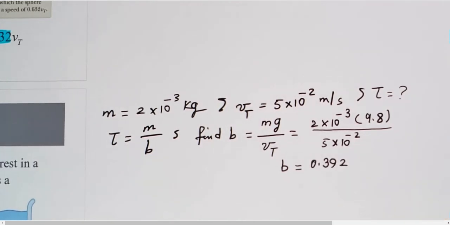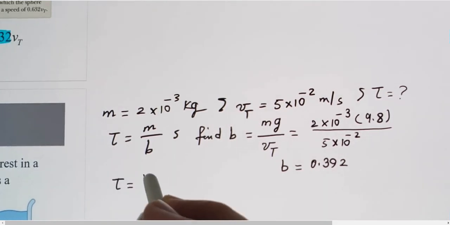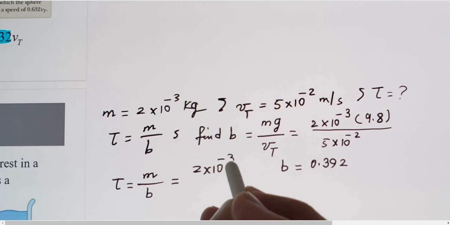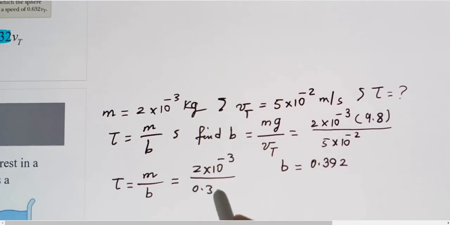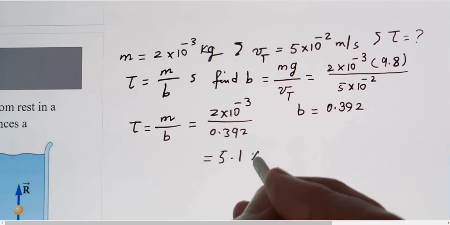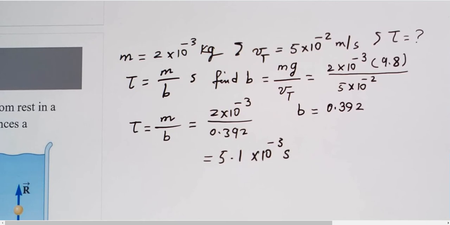0.392. Now we come back and use tau is equal mass divided by b. So that is 2 times 10 to minus 3 over 0.392. And that is equal كم يا داوود؟ مظبوط. 5.1 times 10 to minus 3 seconds. So that is tau. Any question?